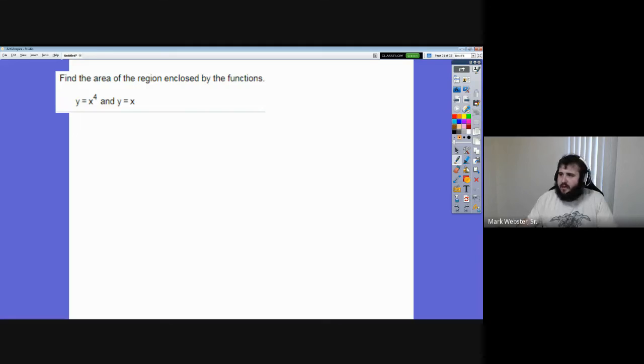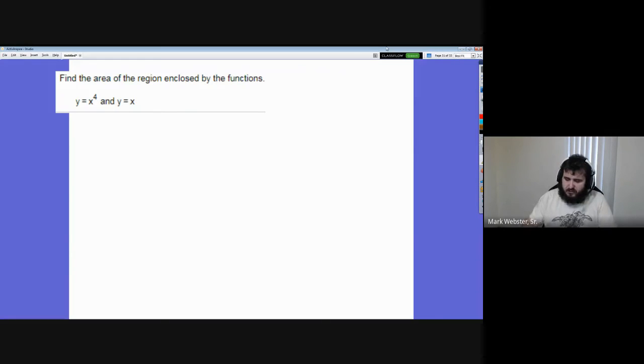Once again, I don't give you a set of bounds of integration, so we have to figure that out for ourselves. Set them equal. The temptation is to divide both sides by x, but then we lose one of our factors. We can start out by saying, hey, x is going to equal 0, and then we can have that there. Subtract the x over, factor out the greatest common factor.